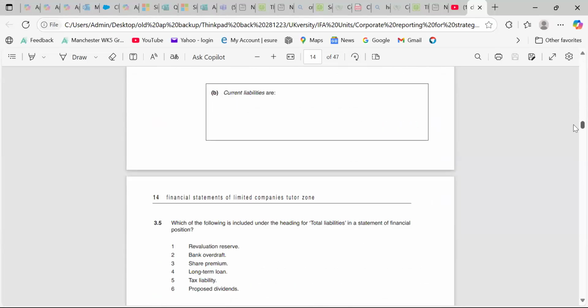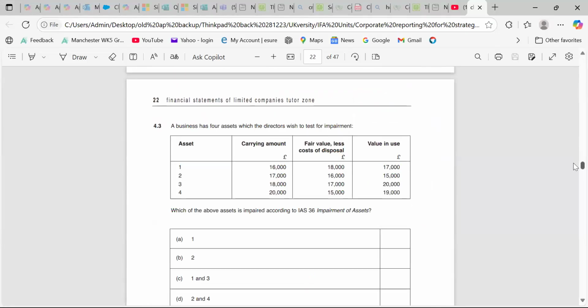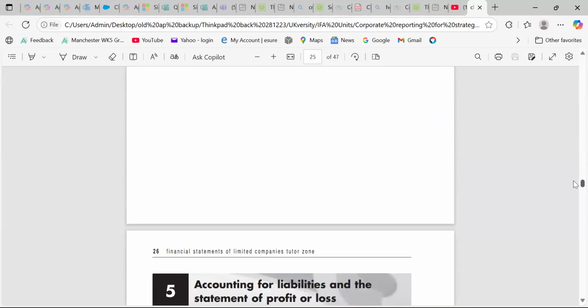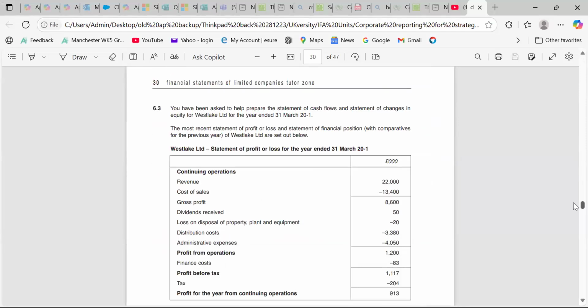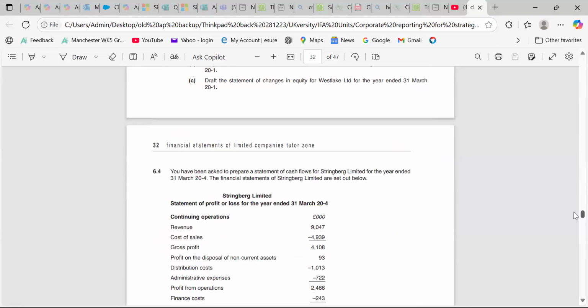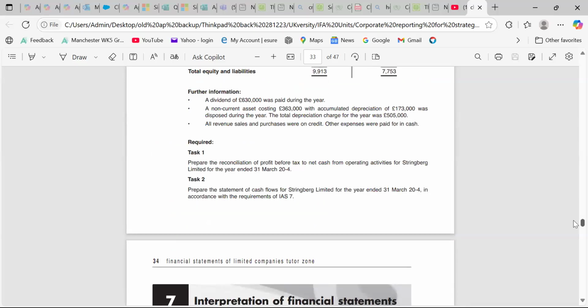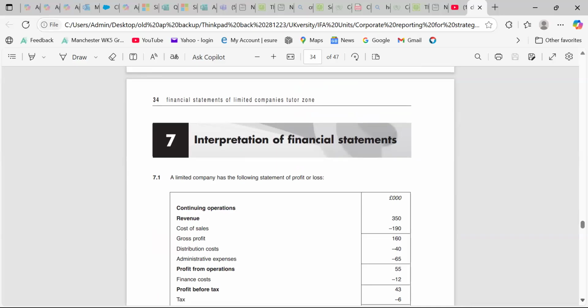Okay, so this is your chapter 6. You will see here the financial statements and interpretation. Chapter 6 of the book is about the ratios. If you look here, we can calculate the ratios to meet the criteria.